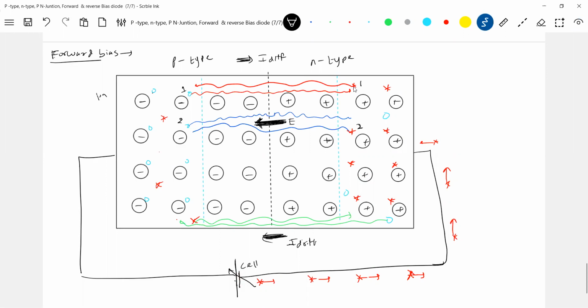I'll just show one valence electron. What is this dot? There's a valence electron. It will be pulled out, it will be pulled by this terminal. The moment it's pulled, once it comes here, it will become a free electron, and we'll get it like this.